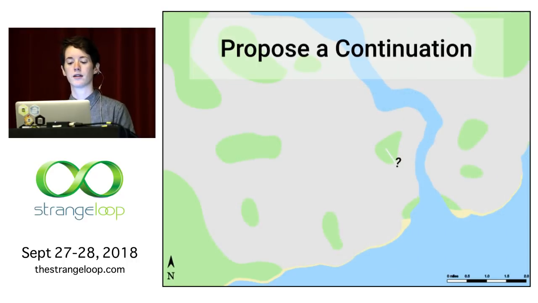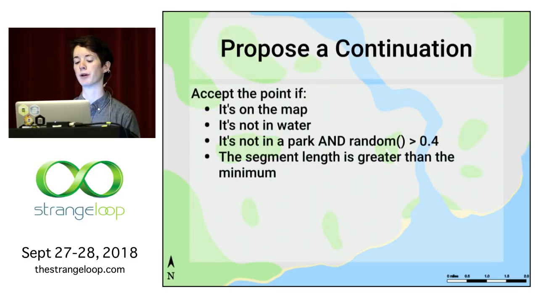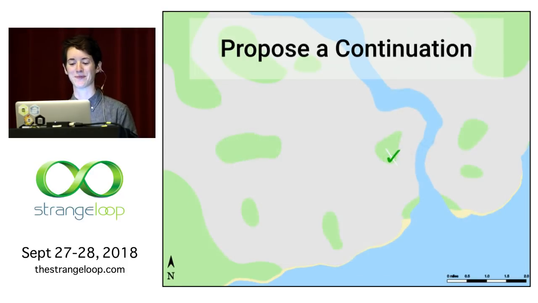And then, now we have a proposed point here, and we have to evaluate if it's acceptable. So it has to be on the map. It has to not be underwater. And if it's in a park, I reject it 40% of the time, just so that there are fewer roads through parks, but no roads through parks. And then the segment length has to be greater than the minimum segment length that's set, just so that recursion stops eventually. So this little segment proposal passes, so we're going to keep this one.